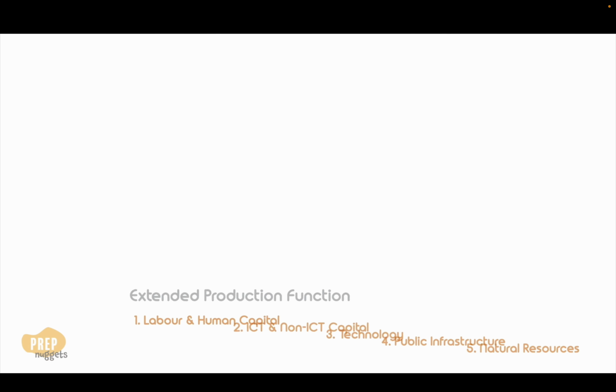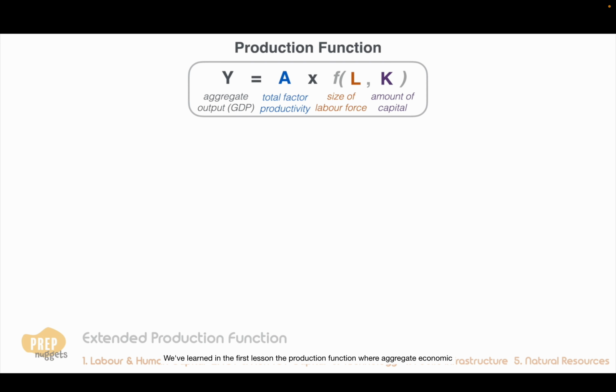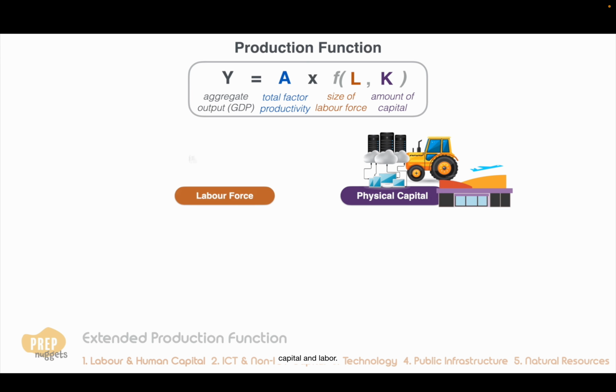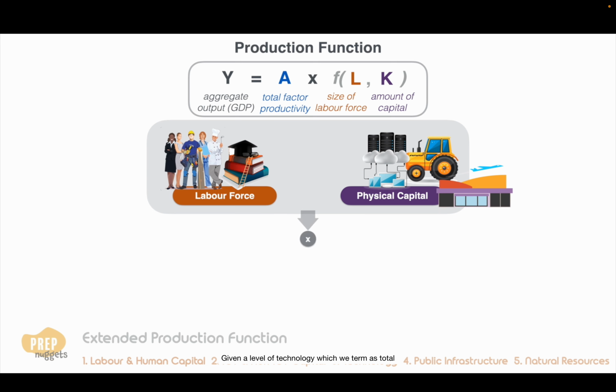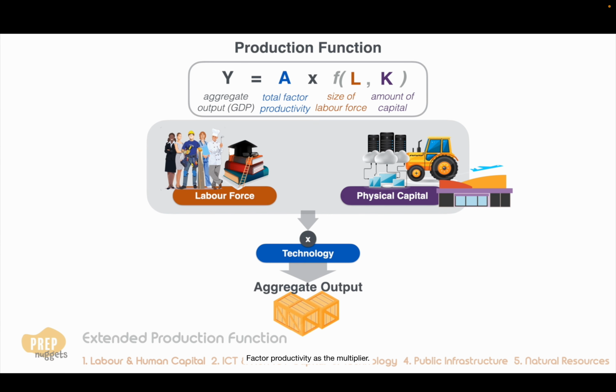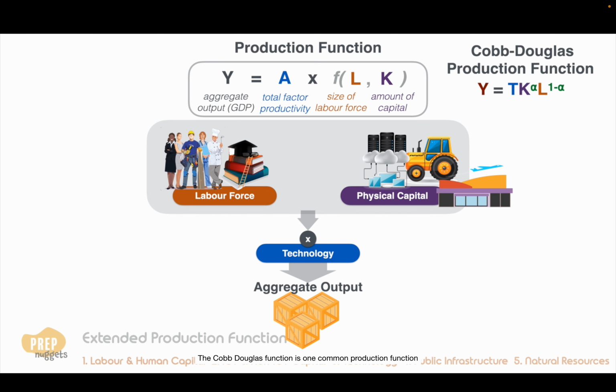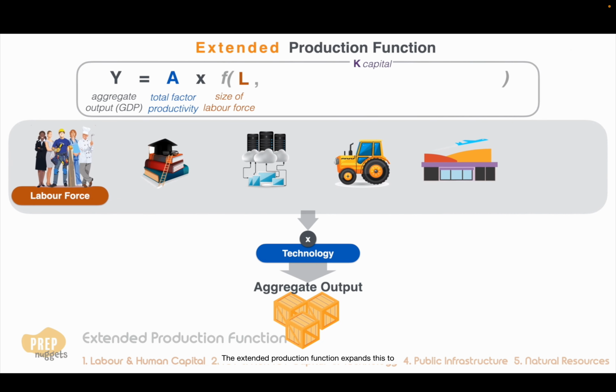Let's get rolling. We've learned in the first lesson the production function, where aggregate economic output is expressed as a function of physical capital and labour, given a level of technology which we term as total factor productivity as the multiplier. The Cobb-Douglas function is one common production function that's based on this premise. The extended production function expands this to include a number of less obvious factors.